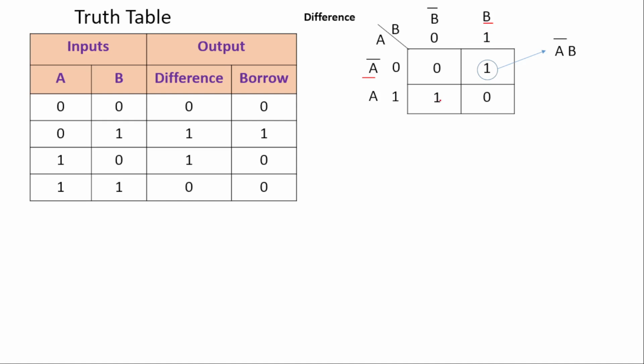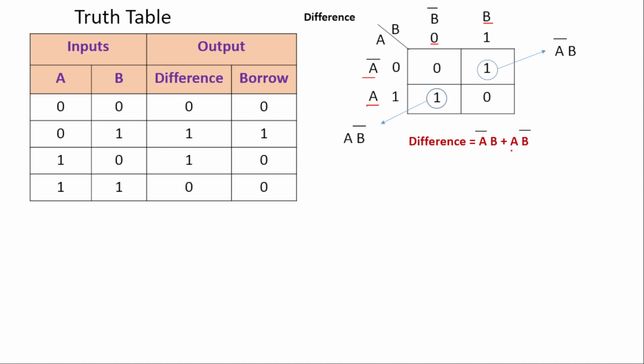Similarly, the second one is here, encircle it and write the expression for it. Look at the left hand side, it corresponds to A. Look at the top side, it corresponds to B bar. So obviously the product term is A into B bar. So these product terms are added together and written in SOP form. So difference is A bar B plus A B bar.